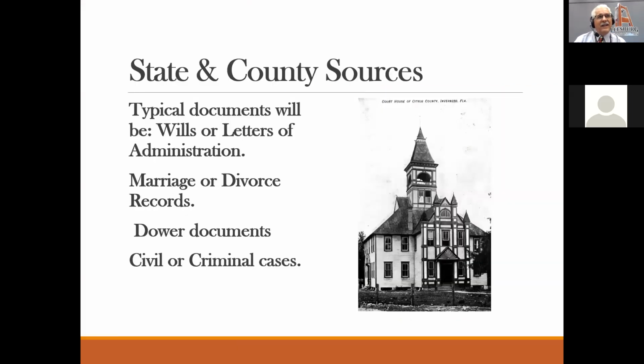Now, not everything is on the federal level. Sometimes you have to go to the county or municipal level or the state level, and that's one of the hardest things in genealogy, trying to figure out who has the records and how do you get them. And these are some of the kinds of records you will see. They have wills or letters of administration, marriage or divorce records, dower documents. We'll go into that a little bit more. And civil or criminal cases, which you just saw with Susan.